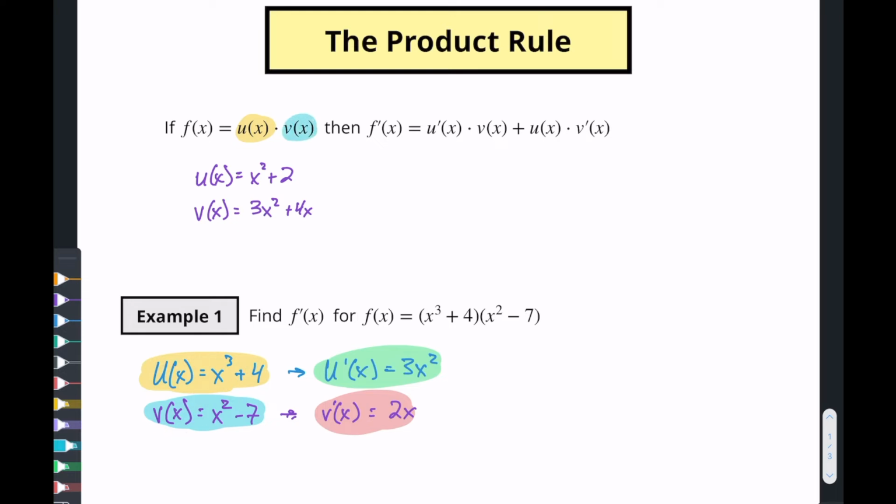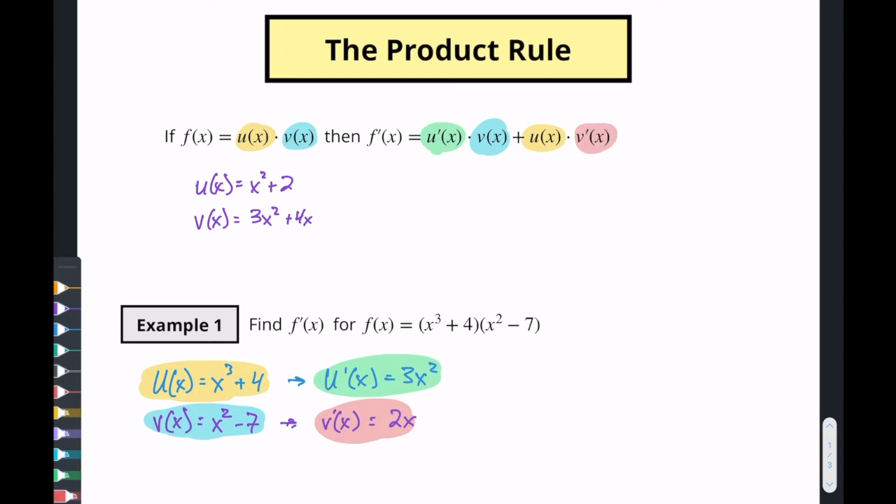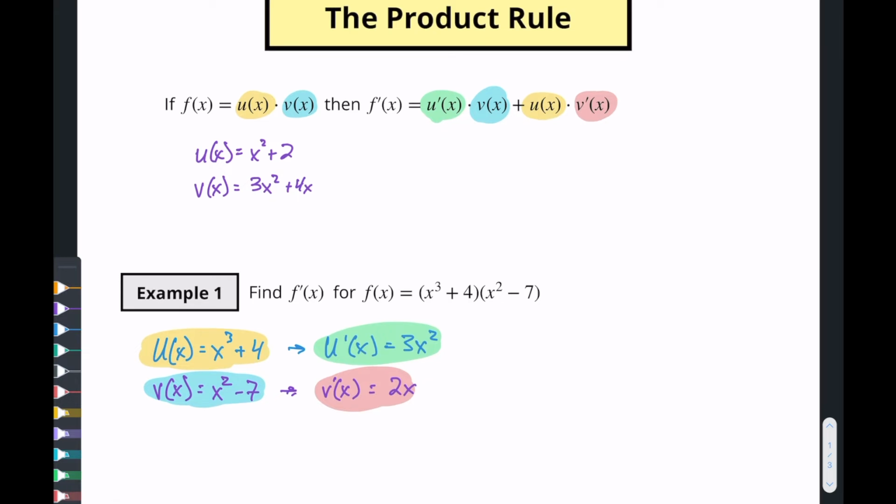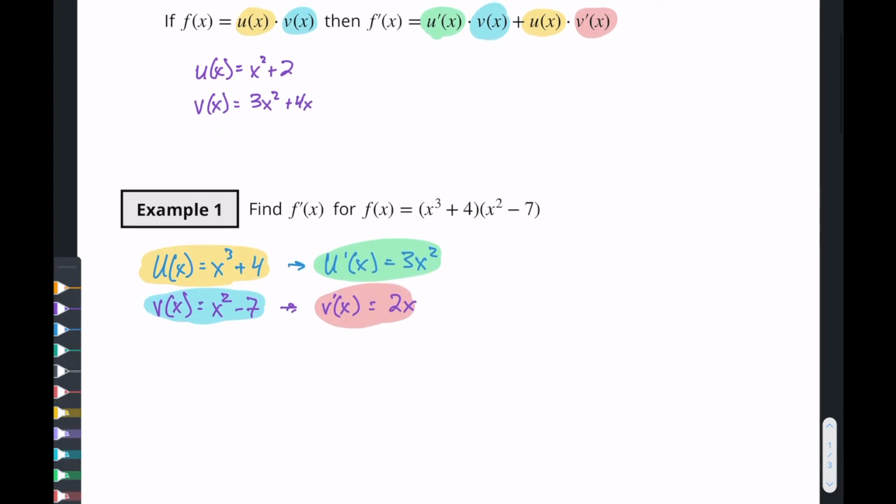So let's map this out. Then the derivative of the function is going to be the derivative of u of x, which is our green function, times v of x, which is our original blue one here, plus the original u of x, there's my yellow, and then finally times the derivative of v of x, which is our pink. So quite simply, all you have to do is drop these four pieces into this equation and then do some simplifying. So let's see what that looks like.